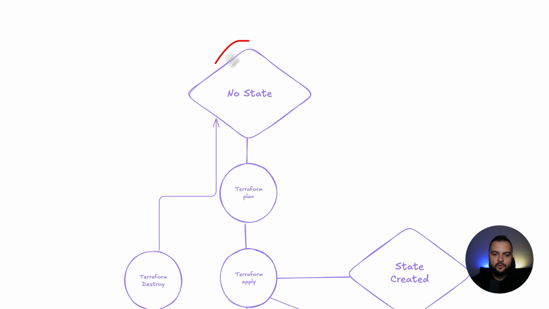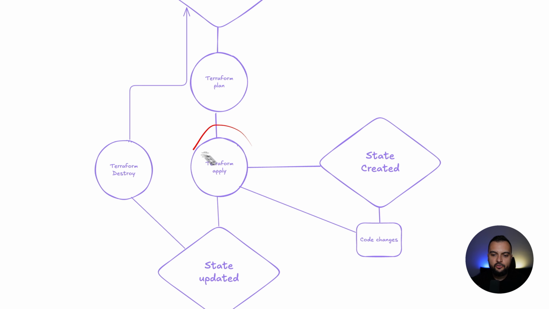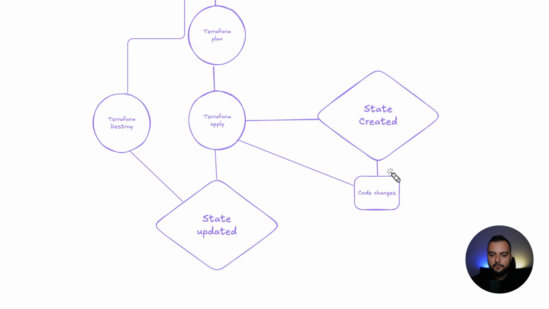Initially, your infrastructure starts from no state. Then if you do a Terraform plan, nothing will happen to the state. This will not generate the state itself. But when you do the apply and you apply all the changes, the state gets created. So the state file will be created locally if you don't have any configuration to do it remote. And then after you make code changes and you do apply again, this will update the state. So the state file will be updated in place.